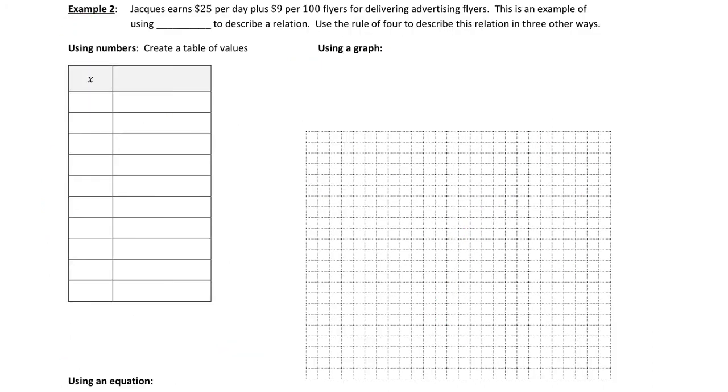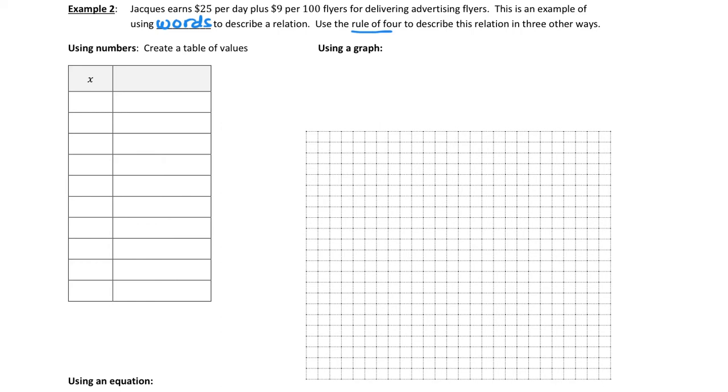For example 2, we're going to read the question. Jock earns $25 per day plus $9 per 100 flyers for delivering the advertising flyers. This is an example of using words to describe a relationship. So we're going to use this rule of 4 to describe the relation in 3 other ways. So this was the words right here. We're going to use numbers in a table of values. We're going to make a graph, and then we're going to put it all together into an equation.